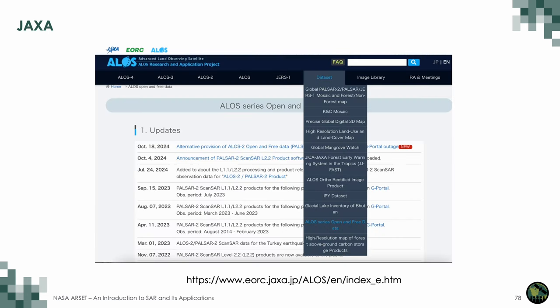JAXA, the Japanese Space Agency, has a number of data sets that you can access also for free through their portal. They have global PALSAR mosaics. These are yearly. They have some derived products on forest and non-forest, and other different types of data sets on their website. For all of these sites that I've mentioned, you do need to register and have an account. However, there is no cost to do this, and the data access is free.